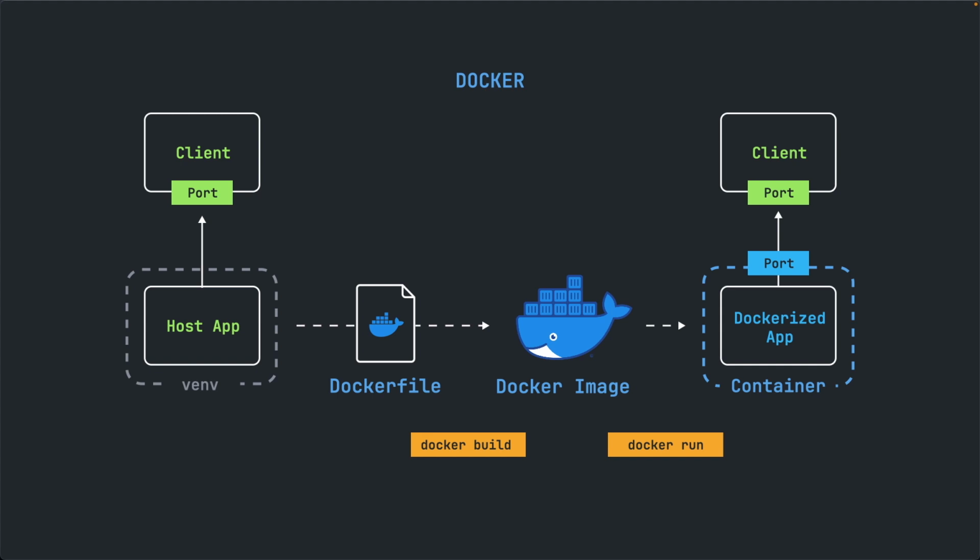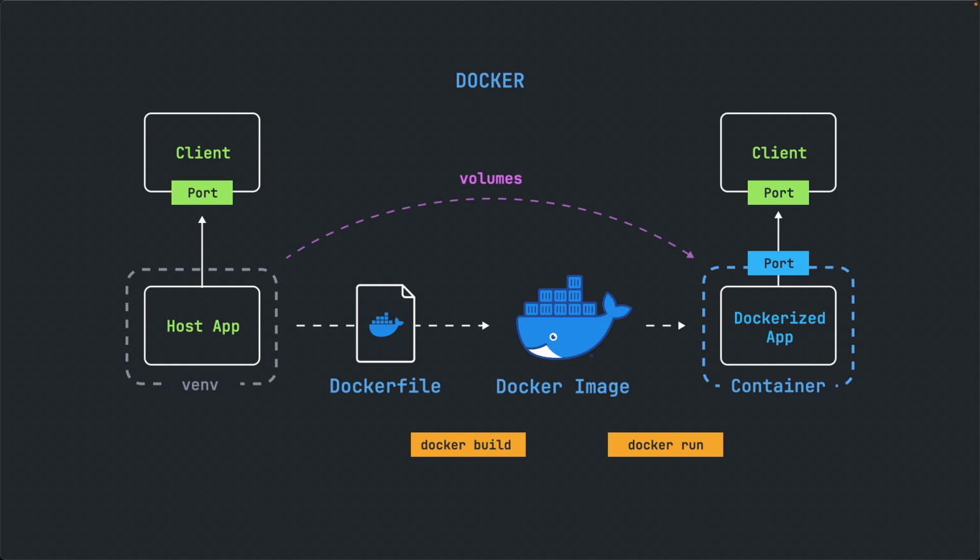Now, if we want to change some code in our application, we would typically do that in our host application, as we do not have direct access to the Dockerized application. To reflect these changes in the running container, we would need to rebuild the Docker image using the docker build command again. However, for development, we can also use Docker volumes, which synchronize the host code with the running container to display the changes immediately.